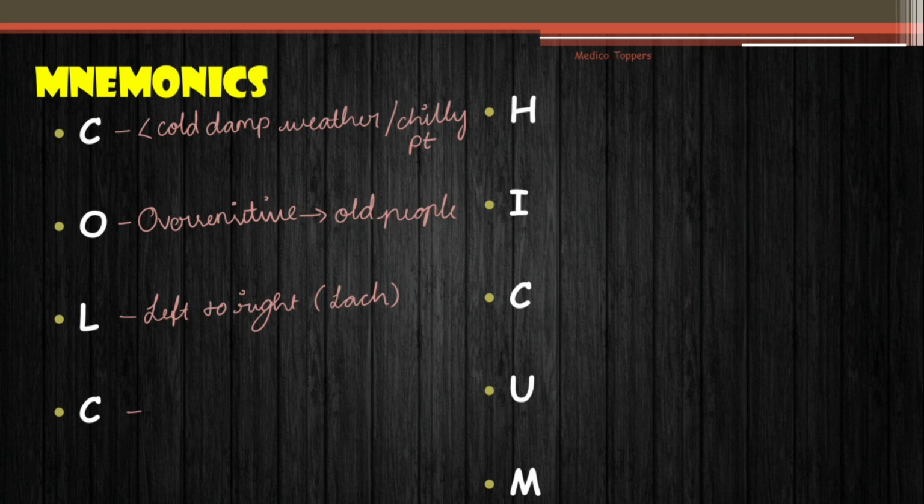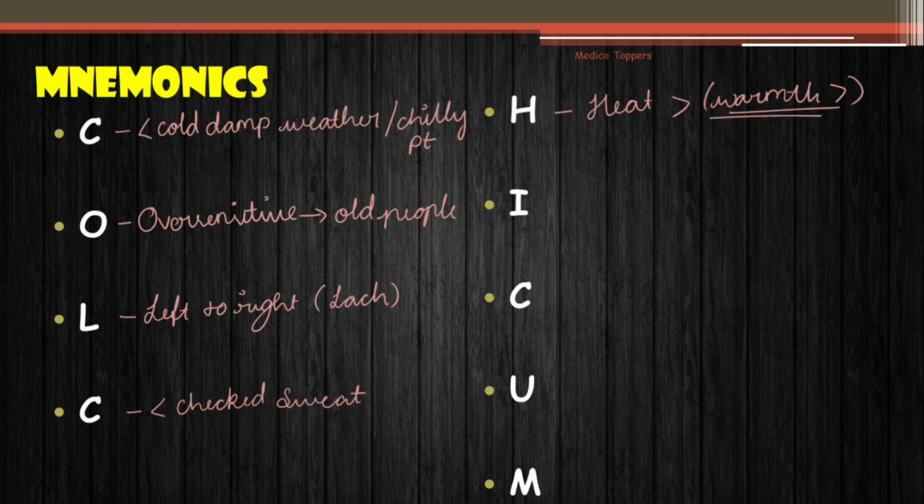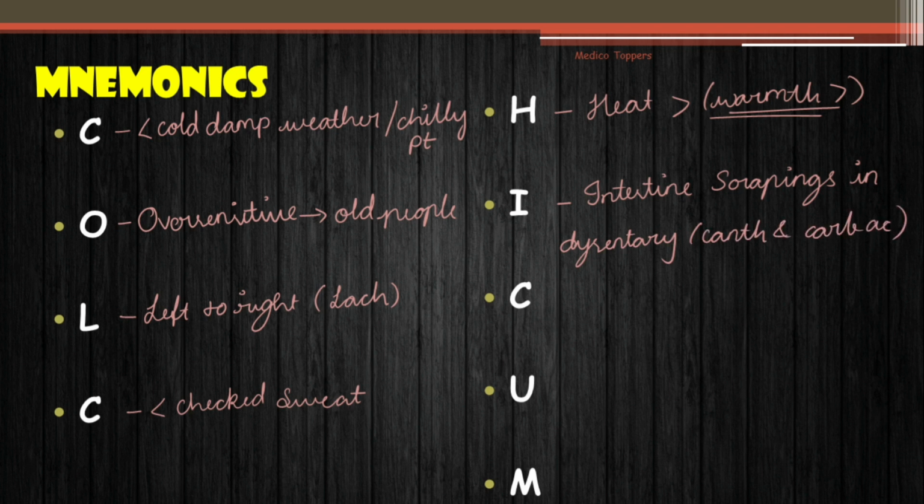Here the next C indicates aggravation from checked sweat. And then comes H. Don't go directly with the alphabet. Here H is heat amelioration, which is none other than warmth amelioration. Try to remember this warmth amelioration. Then I indicates intestine scrapings in dysentery, where you can compare this remedy with Cantharis and carbolic acid. And here the next C indicates change of weather.